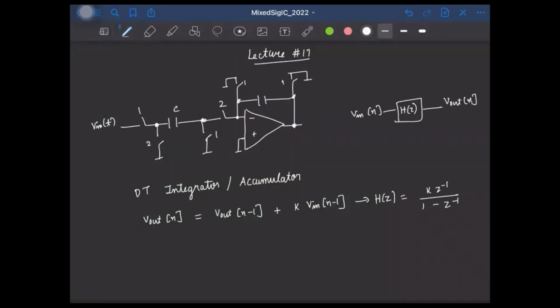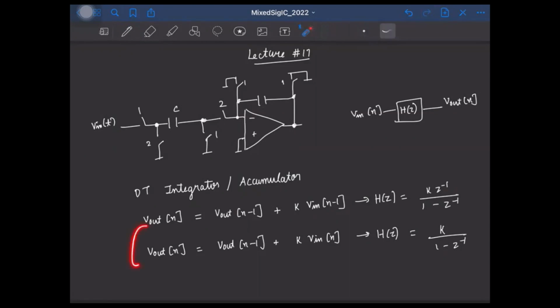We can also have one more variant where we do not have this delay, right? That is, the input is instantly added, and we can have a delay-free accumulator or an integrator, wherein the output is the previous output sample plus some k times the present input sample. And this will realize a transfer function k by 1 minus z inverse. Okay, so let's see how to implement both of these transfer functions. So let's start with the first one.